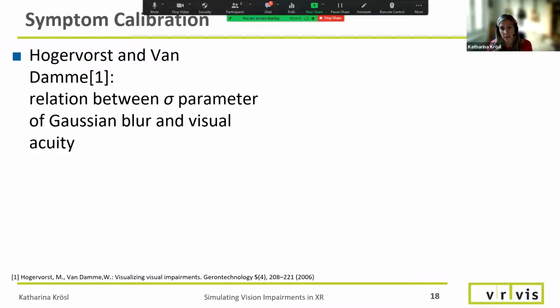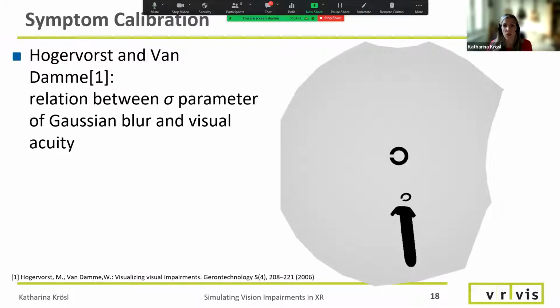The second fact that's important for us is that there is a relation of the sigma parameter of a Gaussian blur and the visual acuity of a person. This was discovered by Hogervorst and Van Damme. We follow their findings and simulate a reduced visual acuity by applying a Gaussian blur to the image. So for our symptom calibration, we implemented a visual acuity test in VR, and you can see a screenshot of this here.